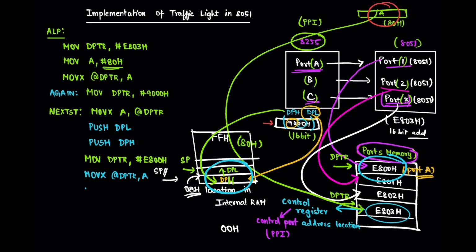First I have to pop DPH, and then I have to write pop DPL. So now I have got the value to the correct address location of port A. And just like what I did with port A, I am also going to do with port B.